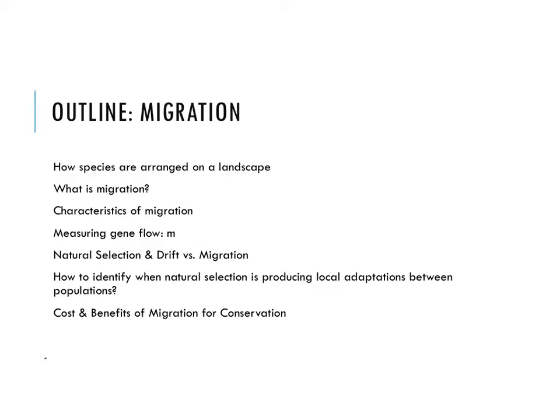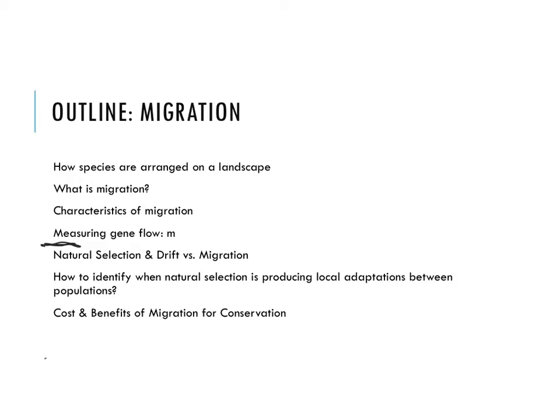All right, now that we're done with our review, let's talk about our new unit. We're going to focus on the next mechanism of evolution, which is migration. The unit is going to be divided into two modules, and the split will be about here. The first module will be today, and it's how species are arranged on a landscape. What is migration? What do we mean by it in this class? What are some of the characteristics of it in terms of evolution, and how do we measure its impact?